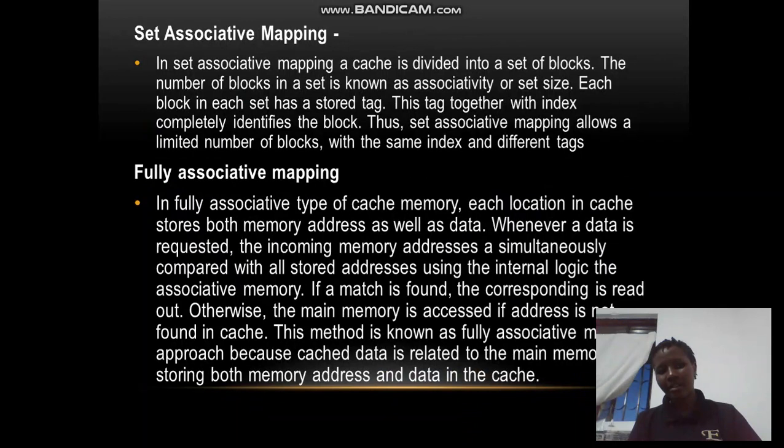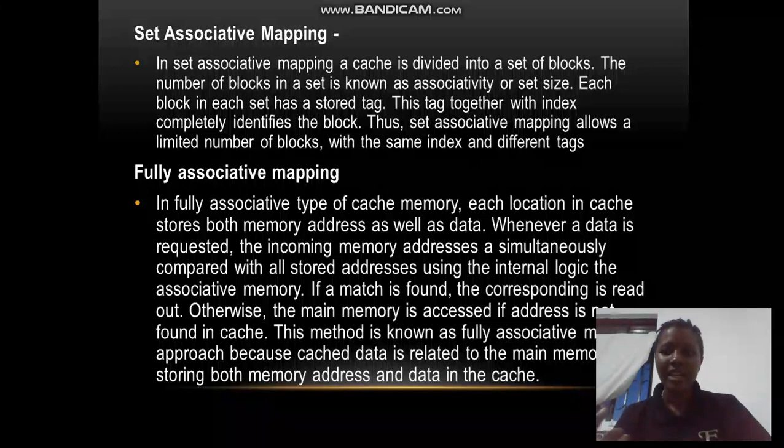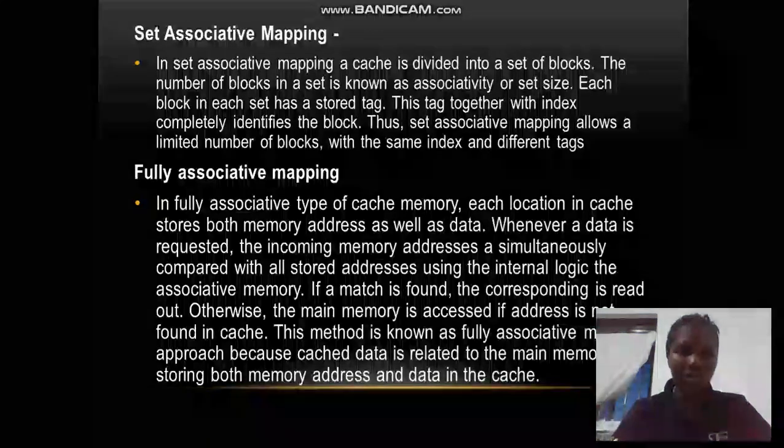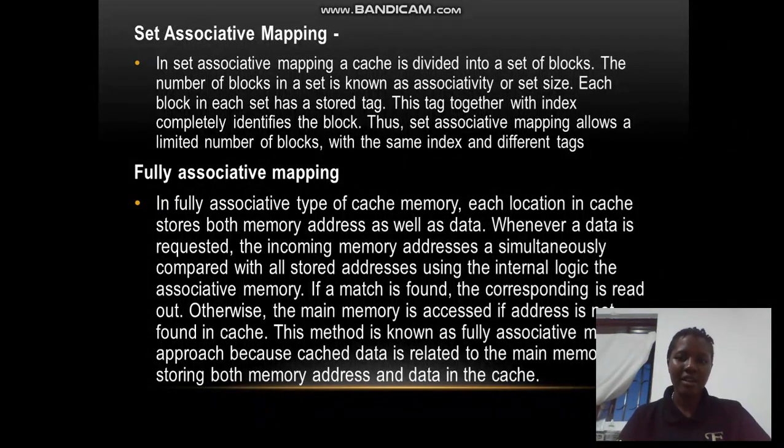In set associative mapping, the cache is divided into sets of blocks. The number of blocks in a set is known as associativity, or the set size. Each block in each set has a stored tag. A tag together with the index completely identifies the block. Thus, set associative mapping allows a limited number of blocks with the same index and different tags.